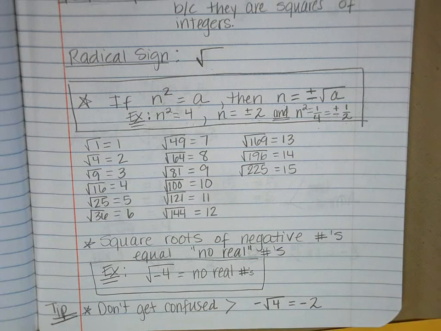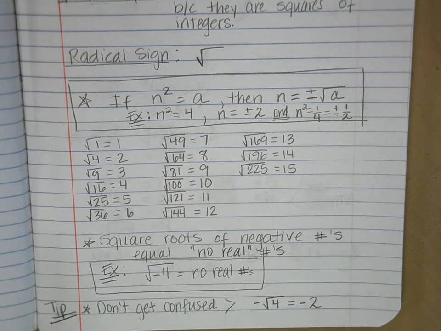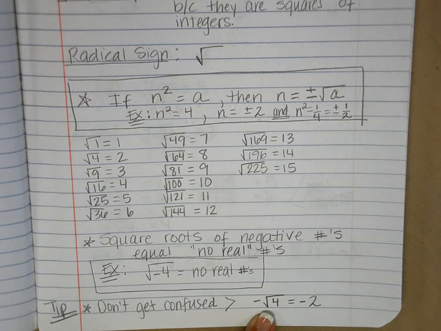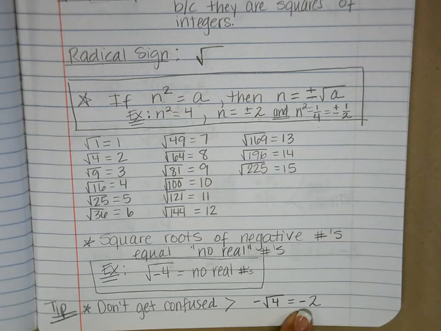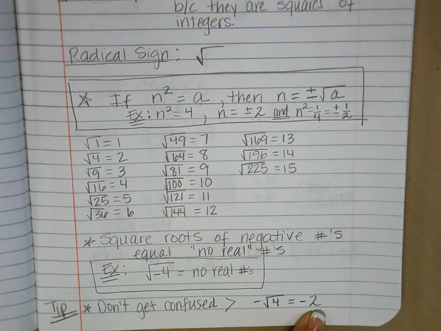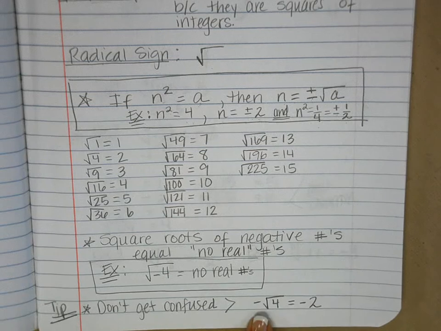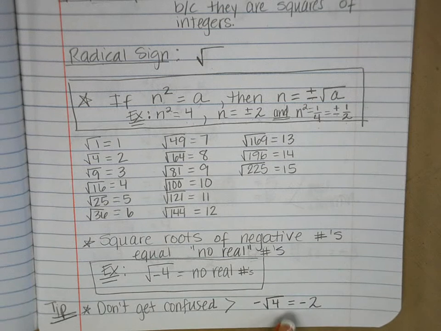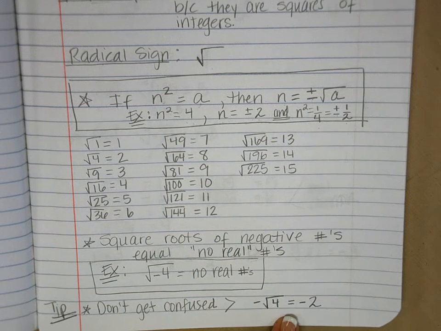So here's the tip of the day. This one's free. Don't get confused, because if the negative is on the outside of the square root, the answer would be negative whatever that root is. This does not equal no reals. This actually has an answer. There's one like this in your homework or classwork. I can't remember, but it's in there. So I don't want you to be confused.